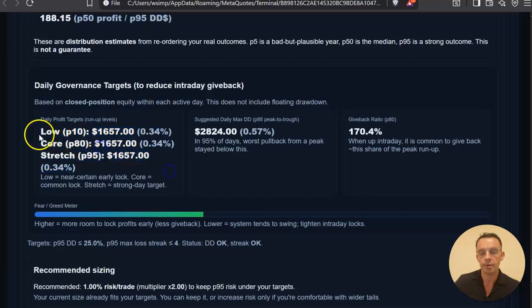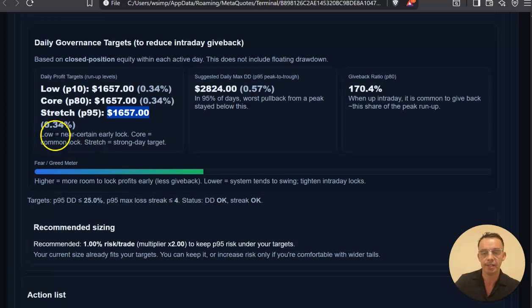Daily profit: low, core, and stretched. Low means there's a high probability that during any one day this will be easily hit with current settings and current system. Next is core, slightly higher, and then P95, which is stretched. So it tells you here low equals near certain, early lock; core, common lock; stretched, strong day target. Essentially the best way to use it is to use the low target, and as you're consistently hitting that target, you scale up, you scale the count with size instead of trying to stretch it out to these higher targets.